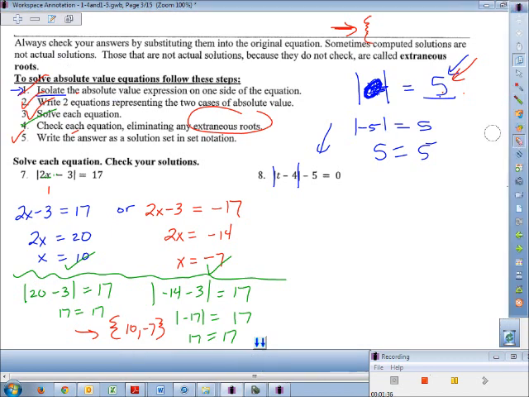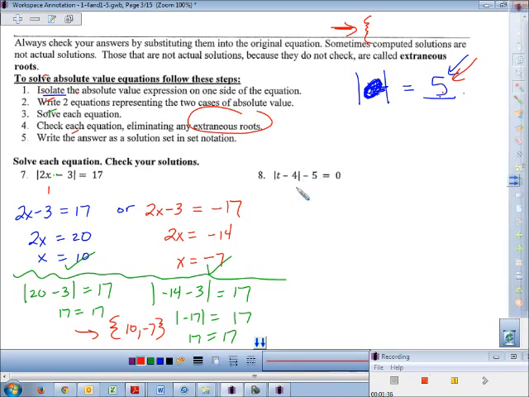Let's go through these 5 steps. What's the first thing we need to do? Isolate the bars. So what is the move that we need to do to isolate the bars? Add 5 to both sides. So the bars have not disappeared yet. A lot of people just start writing it without those bars.